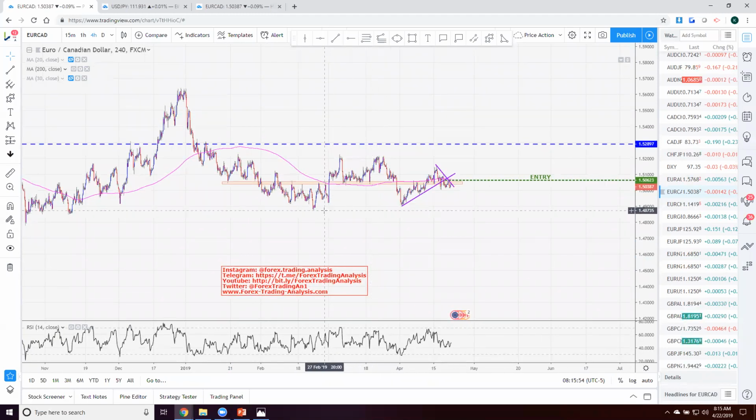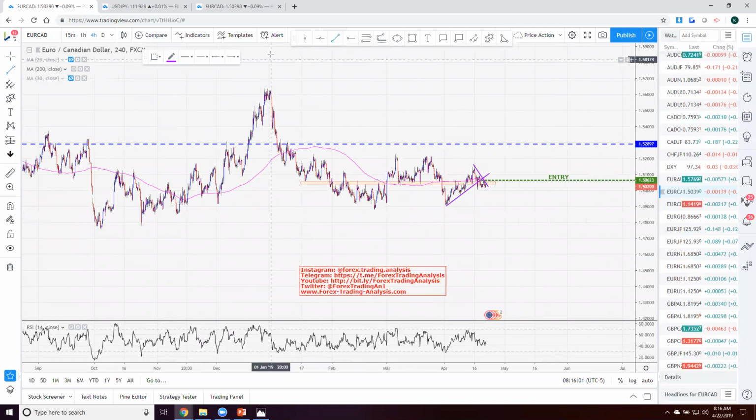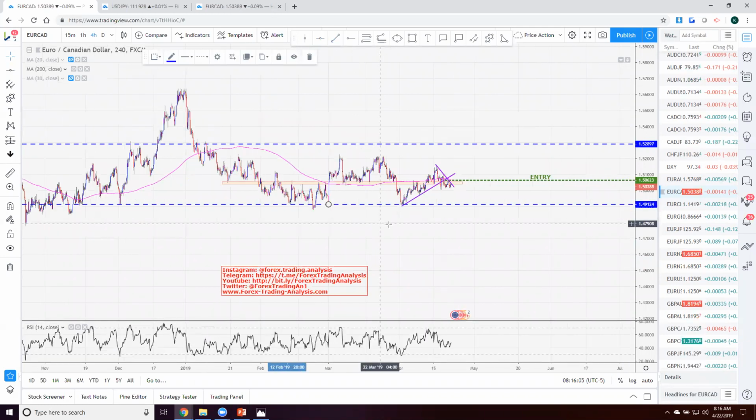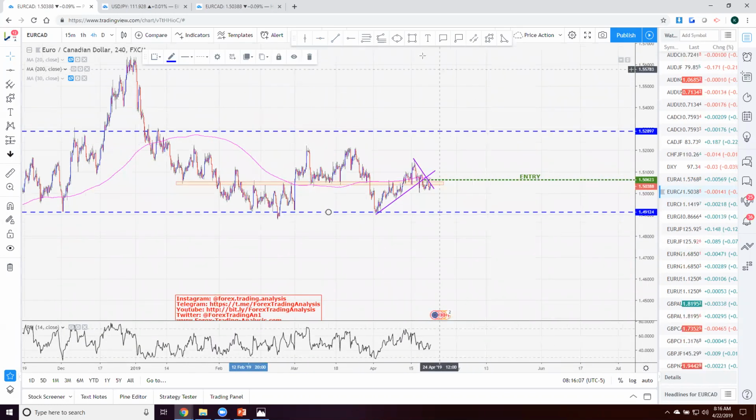Trying to look at any other potential. So we do have a good support area there. So obviously we're hoping for this for our trade.